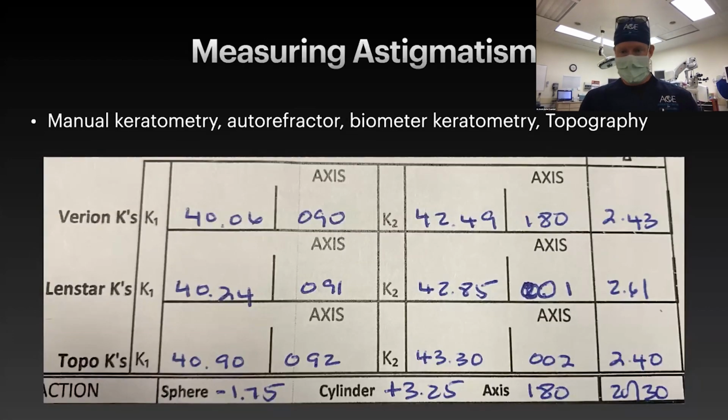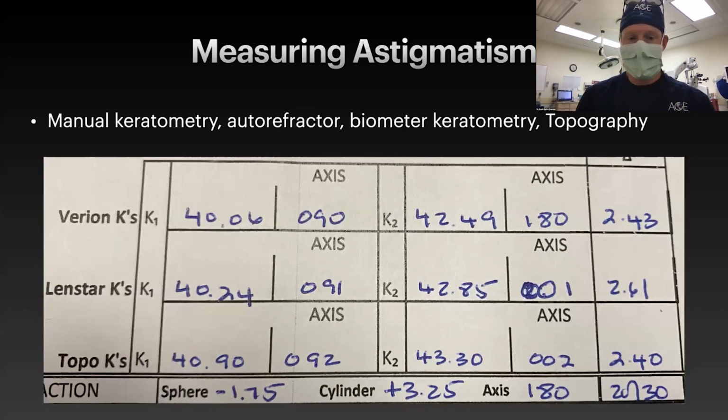Okay, briefly, let's talk about measuring astigmatism. There's lots of different ways to do it, right? There's lots of different devices out there. I'm not going to talk today about which of those devices are better. There's lots of opinions on that. When I started, I used a manual keratometer, SimKs from an autorefractor, and my biometer, simply because that's what I had. I didn't even have a topographer when I first started practicing. Hopefully you'll have access to a topographer; that really can be helpful.